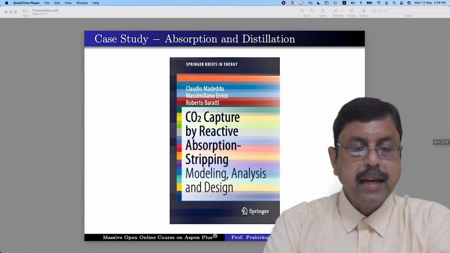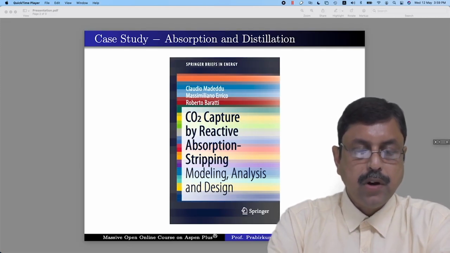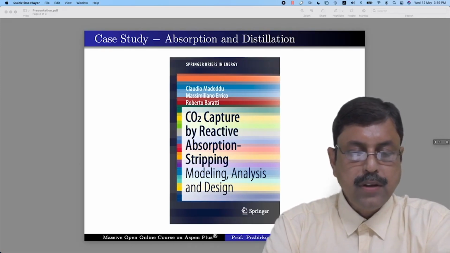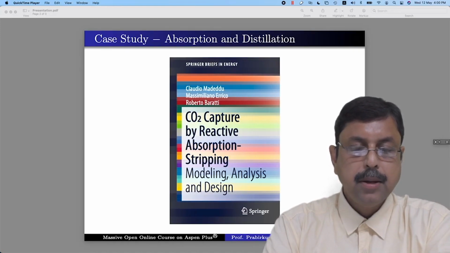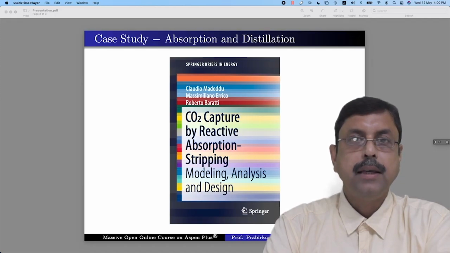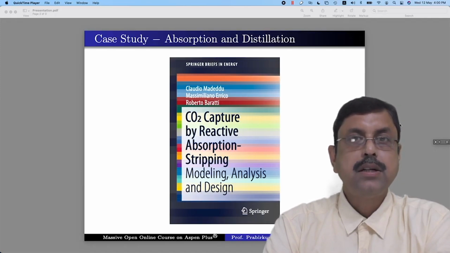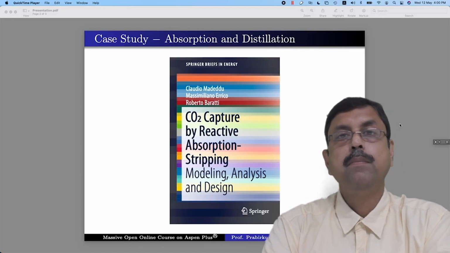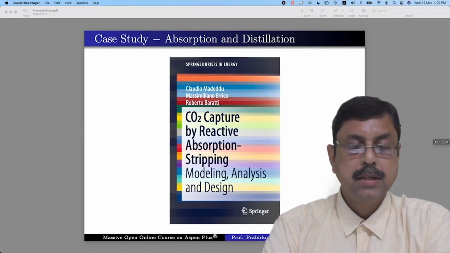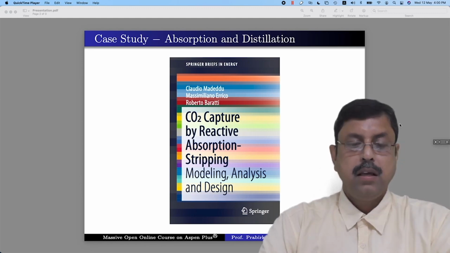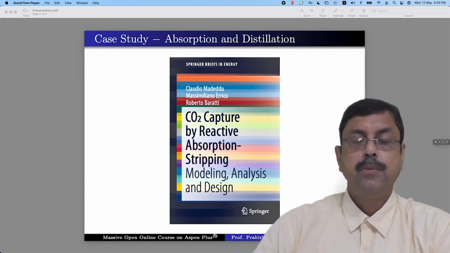Now, the case study that I have chosen here is from this book, CO2 Capture by Reactive Absorption and Stripping, Modeling, Analysis and Design by Claudio Madeddu, Massimiliano Enrico, and Roberto Baratti. Now, this book is available in the internet. You can purchase it or you can borrow it from library if you have it. But this book is needed if you want to solve this problem.